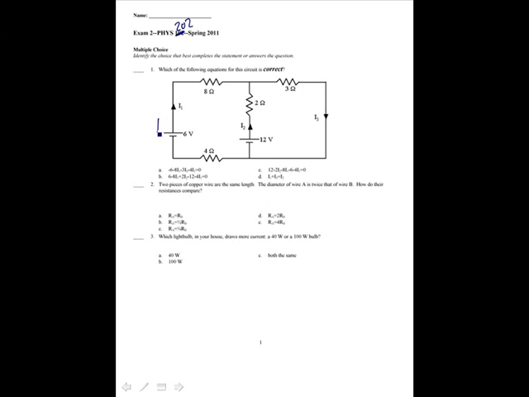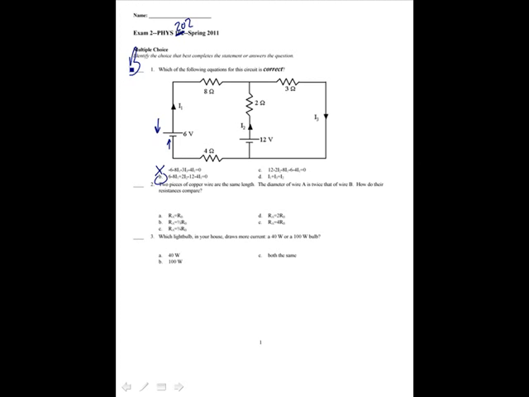I have minus 6. That means that I'm going in this direction. Minus 8i. So already that's wrong. Then I have 6 minus 8i, so I'm going in this direction. 6 minus 8i1. That's correct. Plus 2i2 because I'm going against the current. Minus 12. Minus 4i1. All right, so it looks like B is the answer.